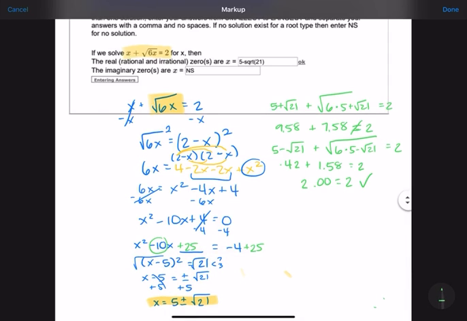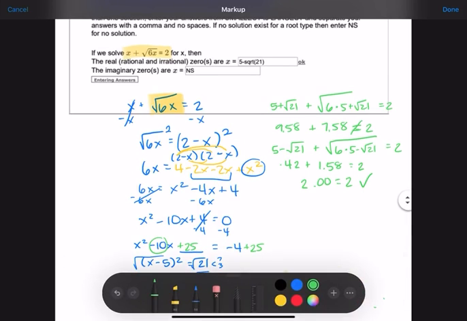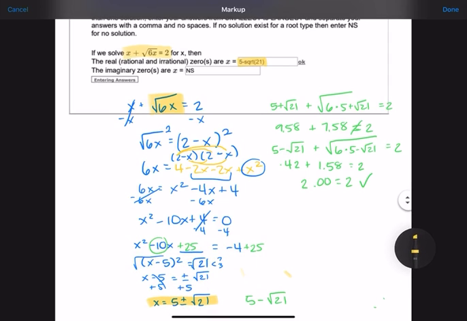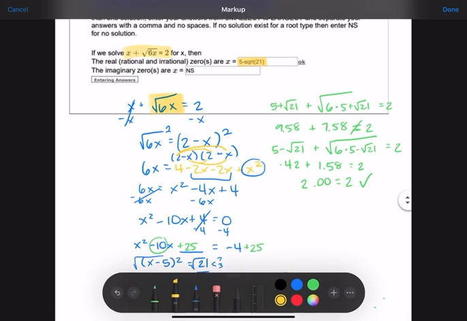So what that means is the only solution that actually works is 5 minus the square root of 21. And that is what I plugged in up here, and that is what worked. If you plugged in both, it would have told you that you were wrong. And that is the only solution I have. I didn't get any imaginary solutions because there was never a negative under the square root. So I put in NS, no solution, because I didn't get any imaginary zeros.